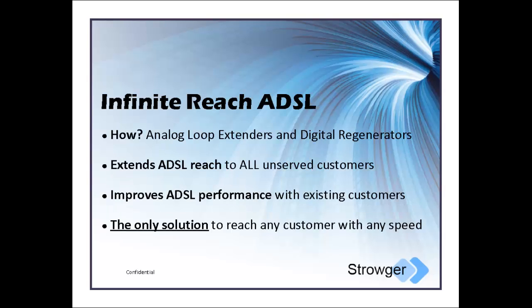Infinite Reach ADSL, what is it all about? How do we reach any customer with any speed? We have a family of analog loop extenders and digital regenerators that help you regenerate the signal along the path of the circuit to, in fact, restore it to its original strength if necessary, to enable you to repeat the signal as often as necessary to reach any customer with any speed.